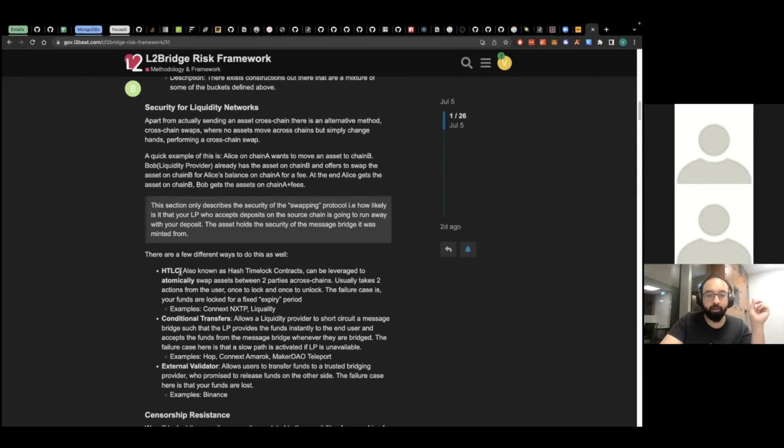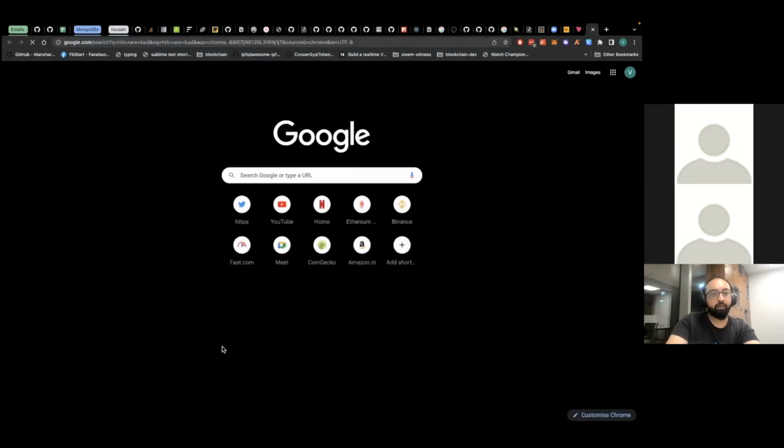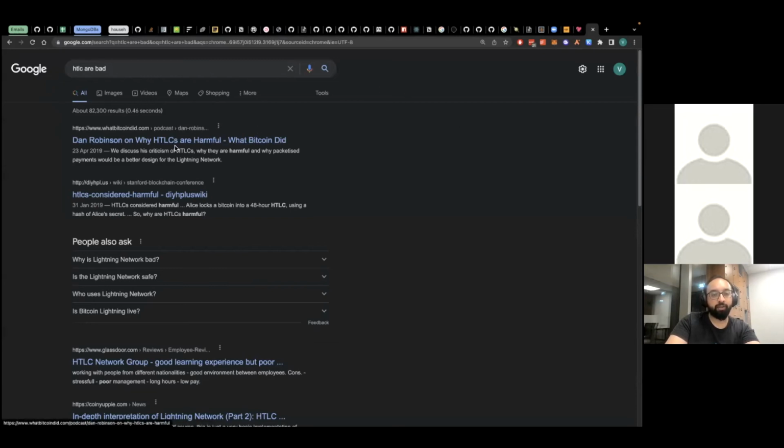A bunch of ways to do that is via things called hash time lock contracts. These allow the two parties to exchange assets without either of them having any fear that the other will run away with their money. A couple of examples of these protocols were Connext, NXTP, Liquidity, and things like that. This system has been quite hated, to be honest, since it has been known. This is the reason why there is nothing out there right now that uses HTLCs. Connext's NXTP was a system that was using HTLCs, but going forward, they are moving to conditional transfers. There are a bunch of reasons why HTLCs were considered bad. If you just search, you will also find a presentation by Dan Robinson on why HTLCs are harmful and things like that. It's a pretty interesting topic. Check it out. Happy to talk about it offline.